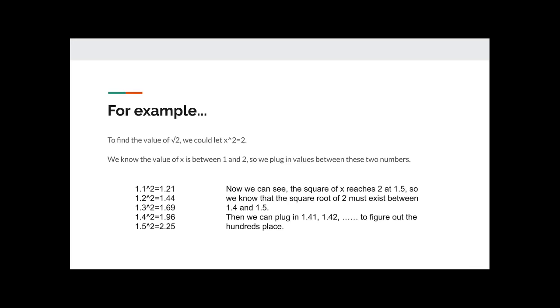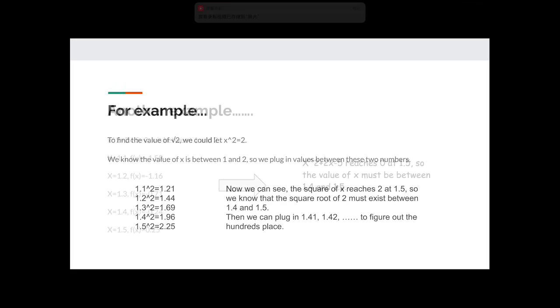Now we can see the square of x reaches 2 at 1.5. So we get that the square root of 2 must exist between 1.4 and 1.5. And then we plug in 1.41, 1.42, and so on to figure out the hundredths place. And then we repeat it again for the thousandths place.